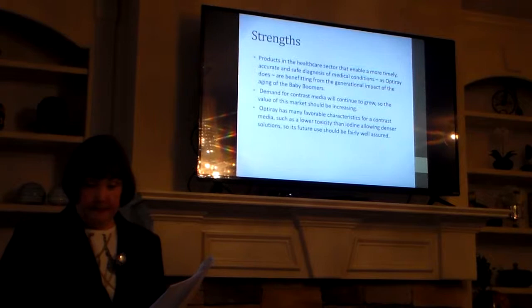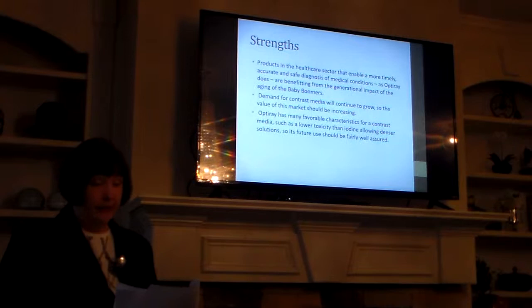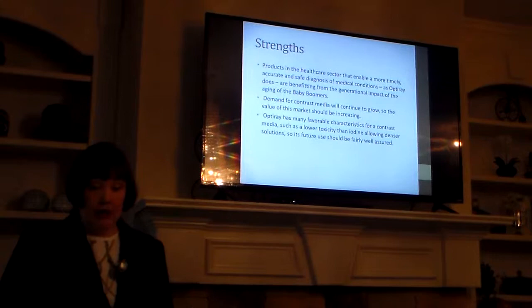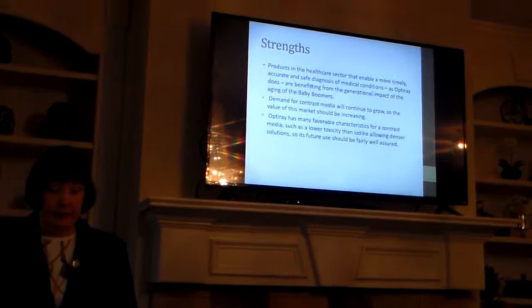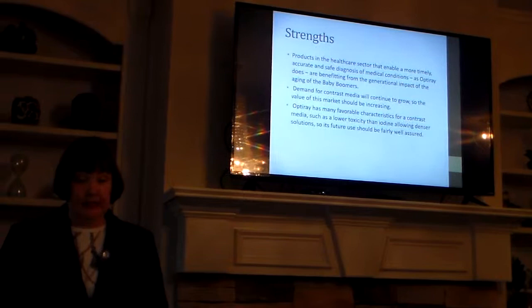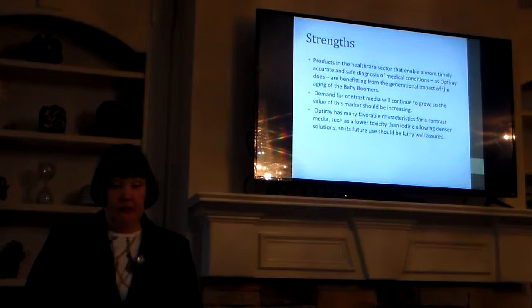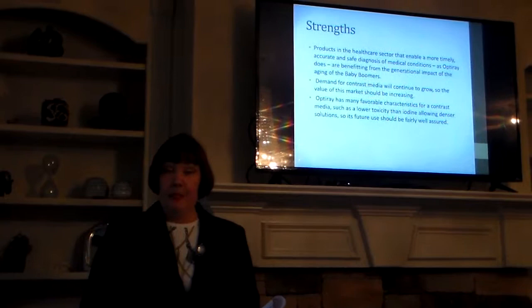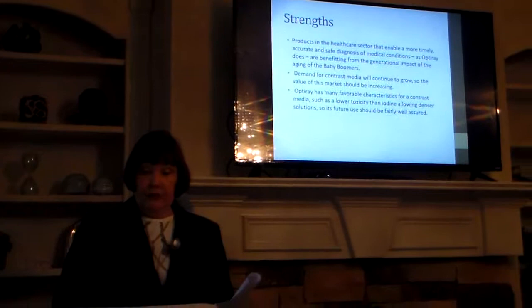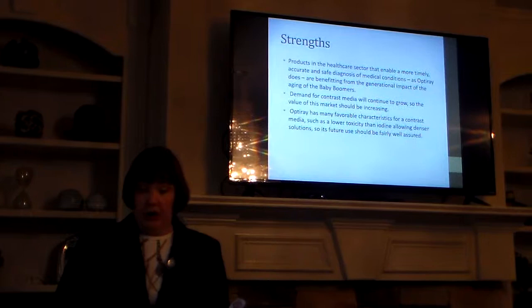Let's talk about the strengths. What kind of strength do we have in Optiray? The product in the healthcare sector enables a more timely, accurate, and safe diagnosis of medical conditions, such as Optiray, and is very beneficial for the generational impact of the aging of the baby boomers. That is the first strength that they have. The second strength is demand for contrast media will continue to grow. So the value of this market should be increasing.